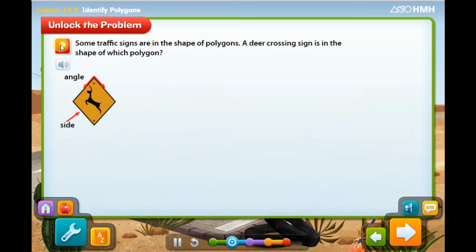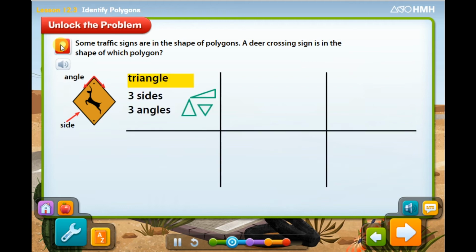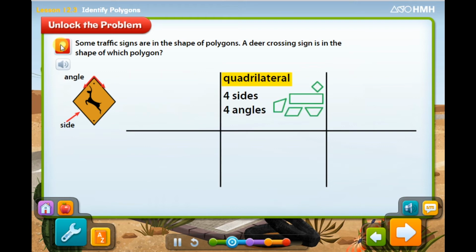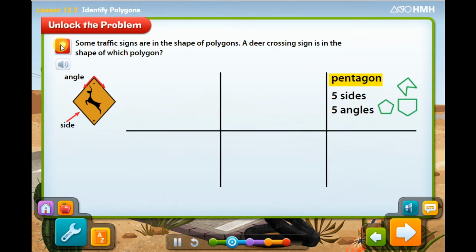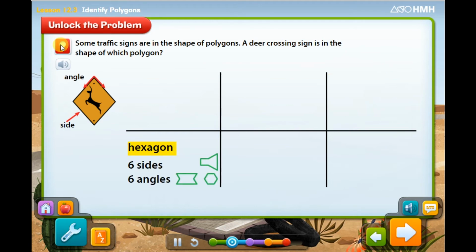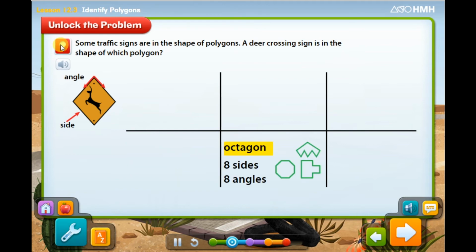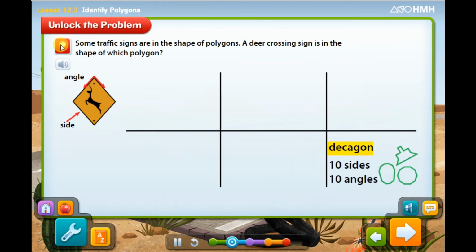So let's unlock this problem and see more. You can name polygons by looking at the number of sides and angles they have. Polygons with 3 sides and 3 angles are called triangles. Polygons with 4 sides and 4 angles are called quadrilaterals. Polygons with 5 sides and 5 angles are called pentagons. Polygons with 6 sides and 6 angles are called hexagons. Polygons with 8 sides and 8 angles are called octagons. And polygons with 10 sides and 10 angles are called decagons.